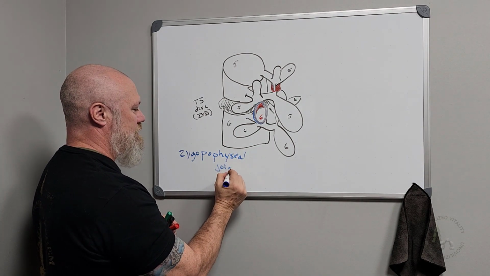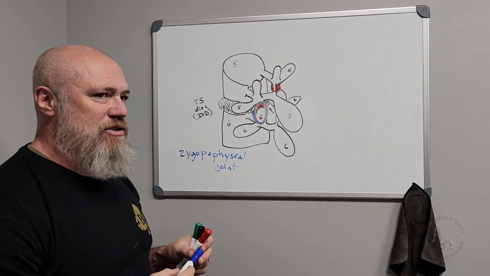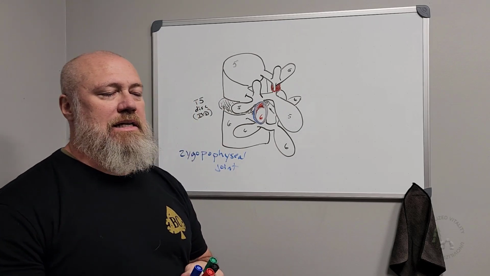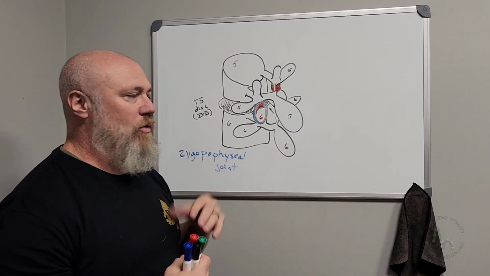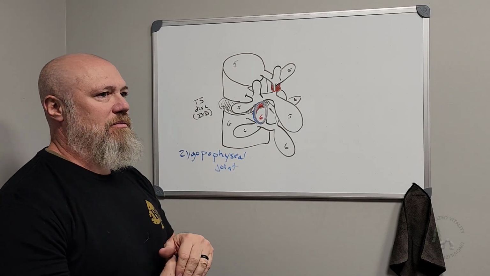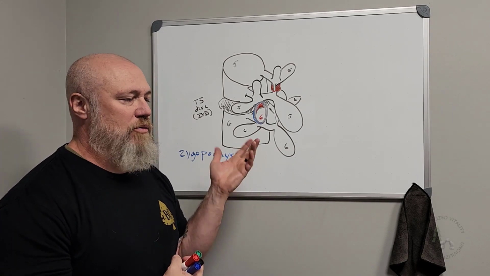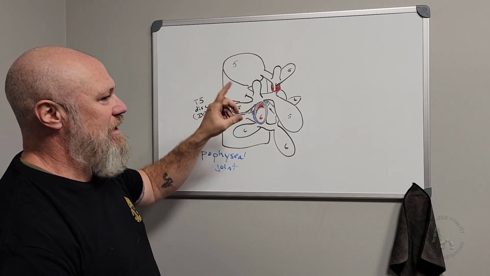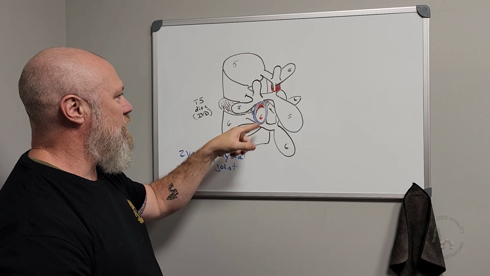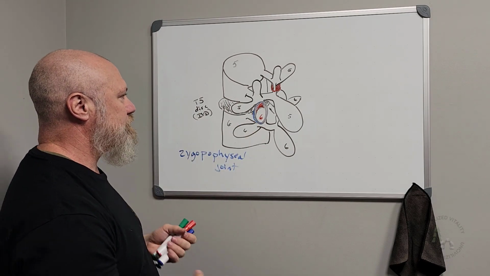zygapophyseal joint. You can also call that a Z joint, Z for you Canadians, I speak Canadian, or facet joint or articular, vertebral articular joint, posterior joint. Typically the Z joints are facet joints. And they overlap. They are a synovial joint. They are innervated. We'll talk about that in another video.